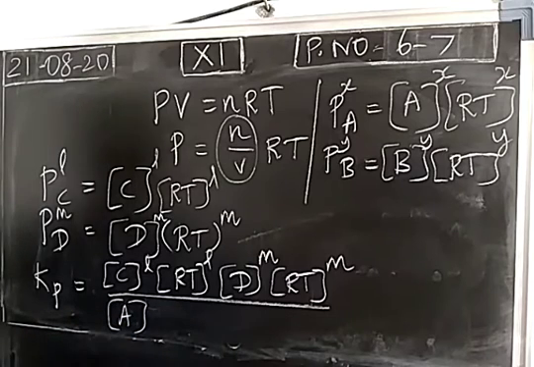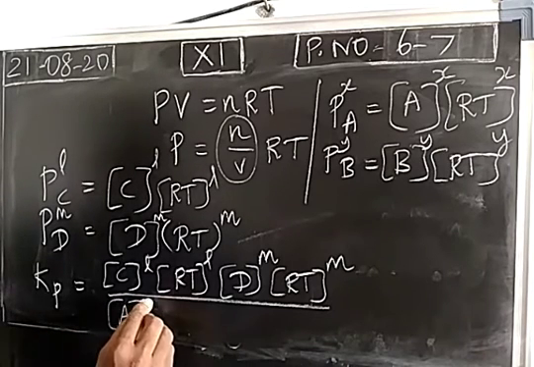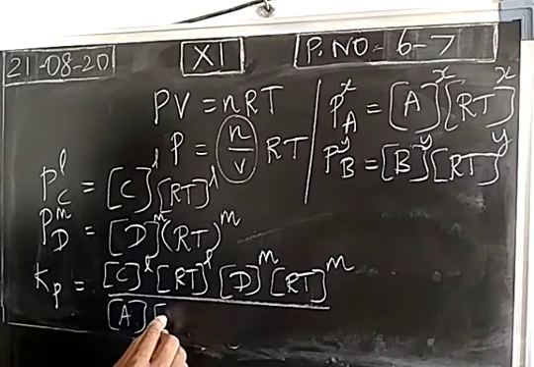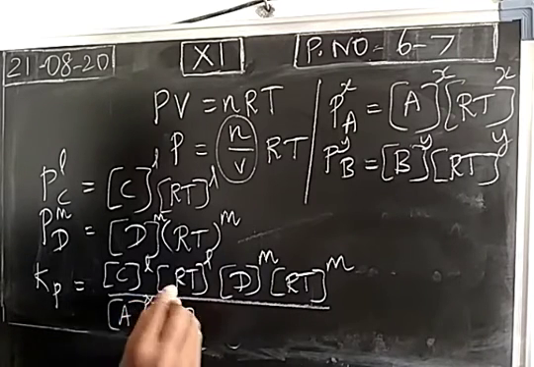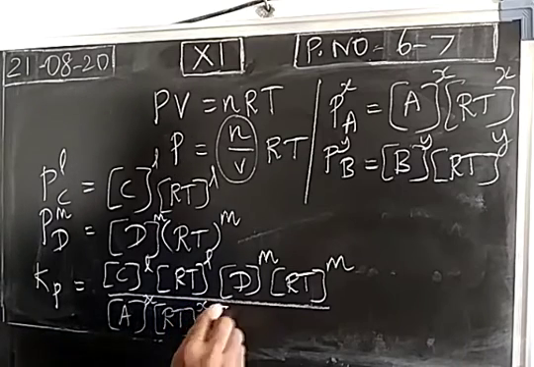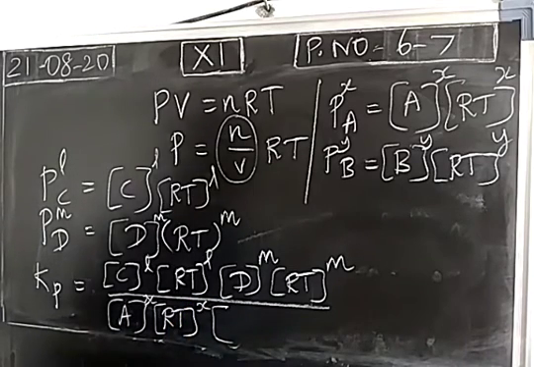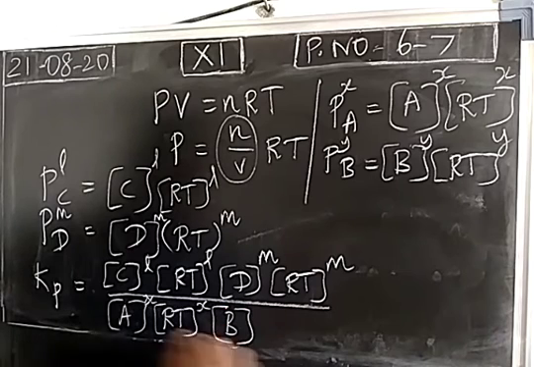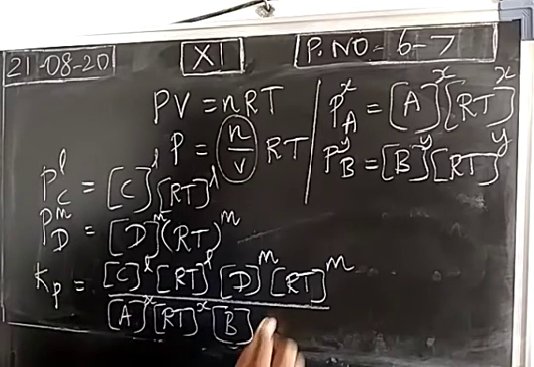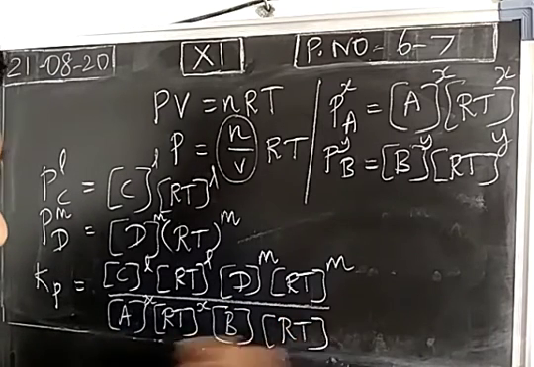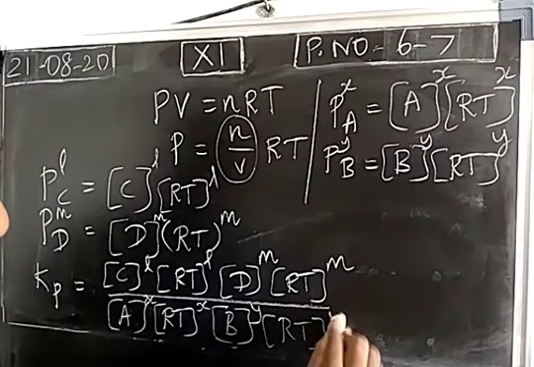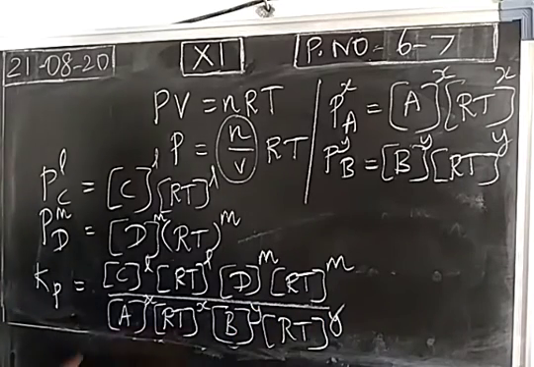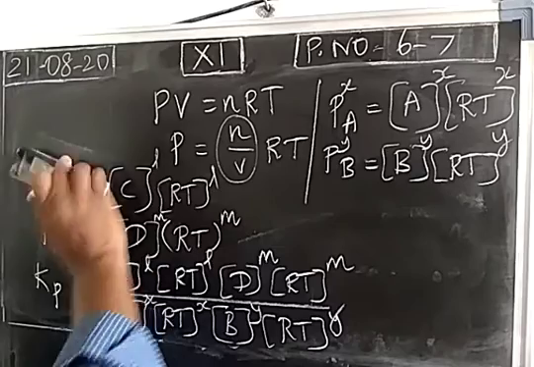Partial pressure of reactant A is the product of active mass of reactant A and RT, exponential power X. Then partial pressure of reactant B is the product of active mass of reactant B and RT, power Y. So we have substituted, right? So partial pressure quantities have been substituted in the Kp formula.